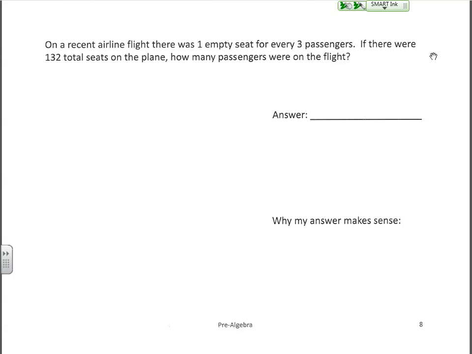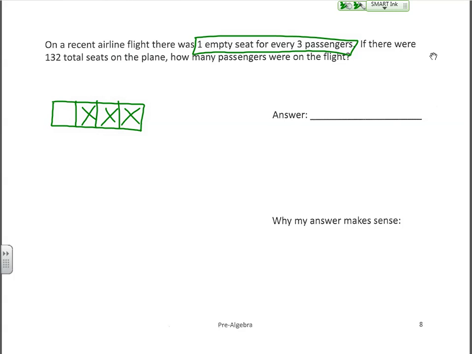Okay. What should you be thinking about the number of empty seats and filled seats in groups of? Like that first line there: a recent airline flight, 1 empty seat for every 3 passengers. What is that a group of, Aiden? Division? I'm not asking for an operation here, but what group size is that? 1 and 3 for a group of 4, right? Essentially what this line is saying is that in a line of 4 seats, you've got 3 that are filled and 1 that is left open.